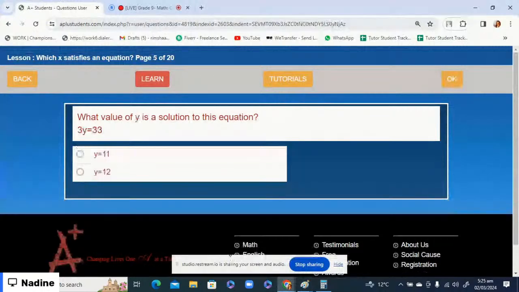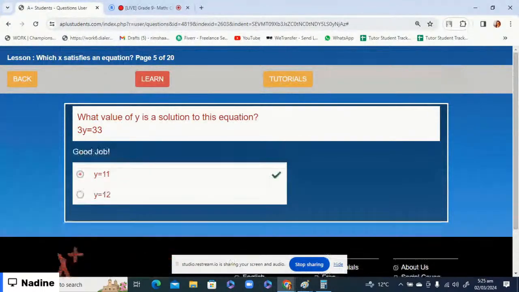Alright. What value of y is the solution to this equation? 3y is equals to 33. Now y is multiplied with the 3. When it moves from left to right side, it becomes in the form of division. And when you're dividing, 33 divided by 3 is 11.